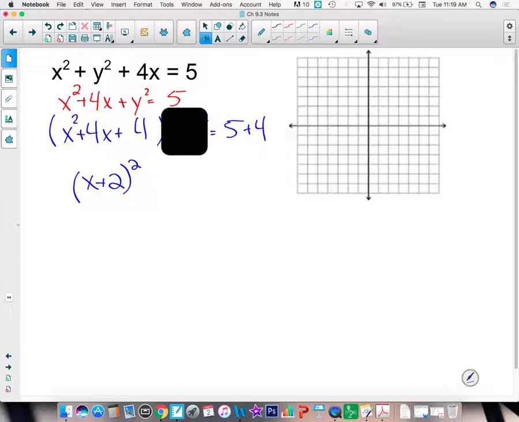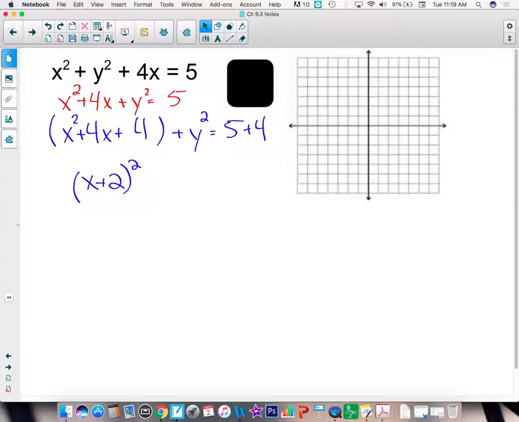And then you just rewrite everything you have left. So we got that y squared there. So plus y squared equals 9. From there we got the equation of a circle. Yes?